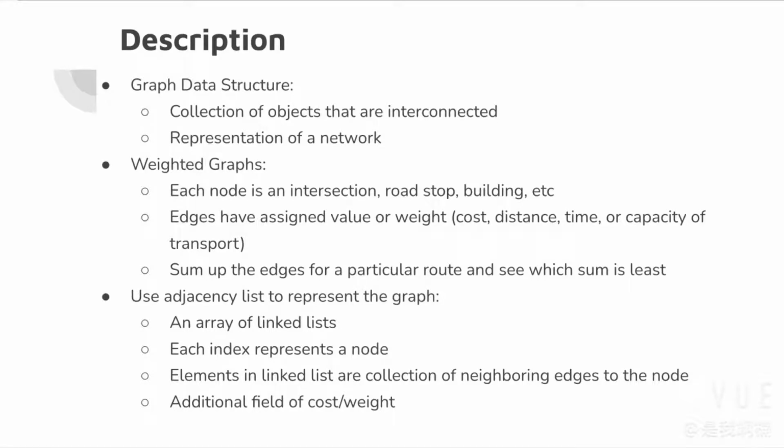In order to represent graphs in a programming language, one of the ways is through adjacency lists, which are basically an array of linked lists. Within that array, each index represents a node. And in those indexes, the elements in the linked list are a collection of neighboring edges to the node. An additional field in the linked list could be cost or weight.